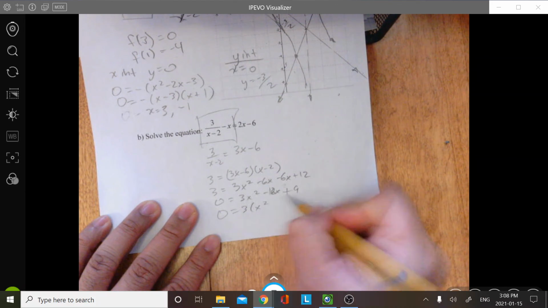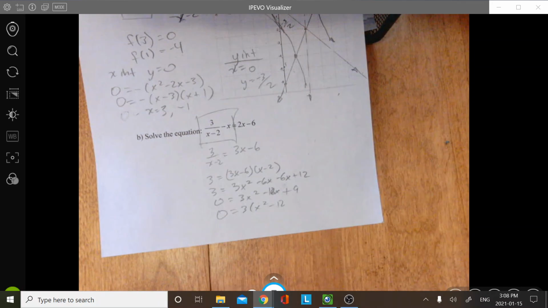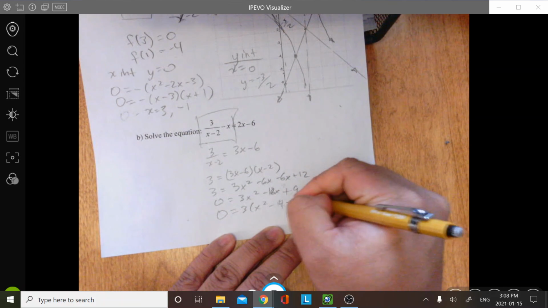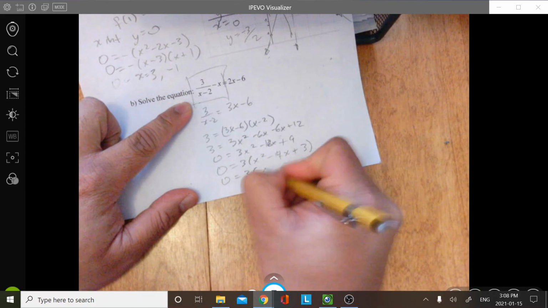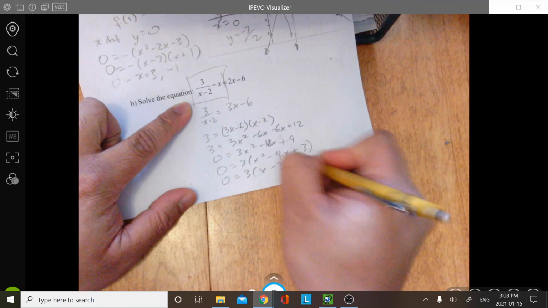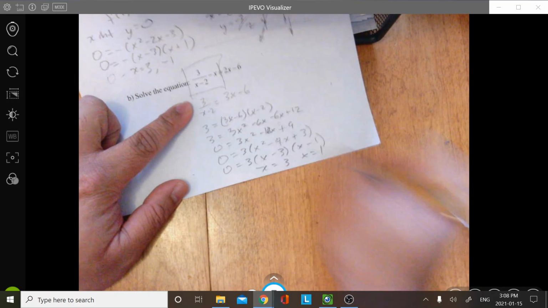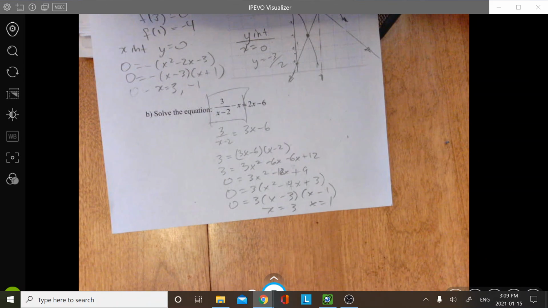Common factor, 3x squared minus 12x plus 9, or no, minus 4 plus 3. Then you get 0 equals 3x minus 3, x minus 1. So x equals 3, x equals 1, which is what we had in the first place, right? So we've proved it algebraically, and then it matches our graph. Okay, I'm going to stop the recording.